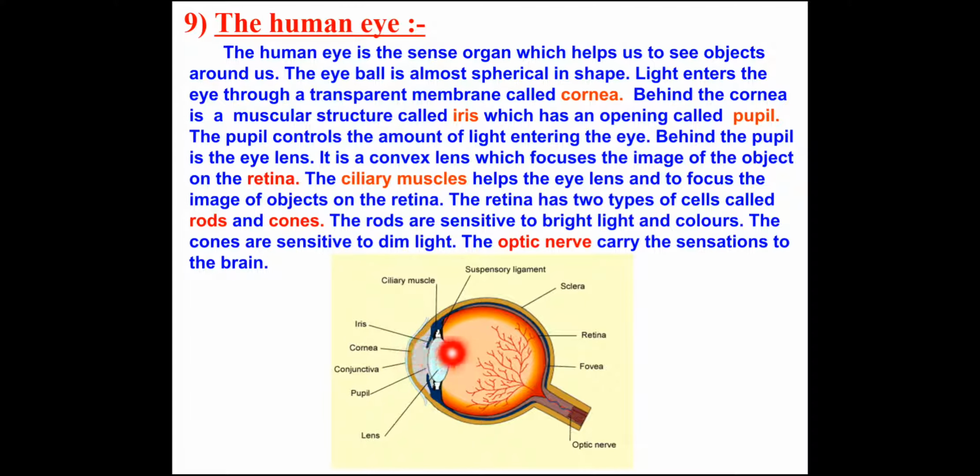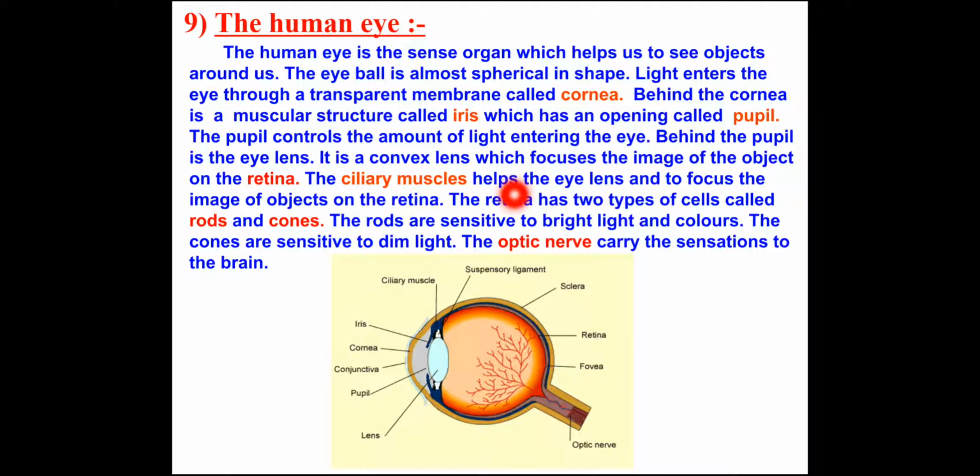Behind the pupil is the eye lens. This lens is present behind the pupil and it is a convex lens which focuses the image of the object on the retina. If you see, this is the retina part, labeled here. On this retina, the convex lens focuses the image of the object. When the image gets formed on the retina, then we are able to see the object.